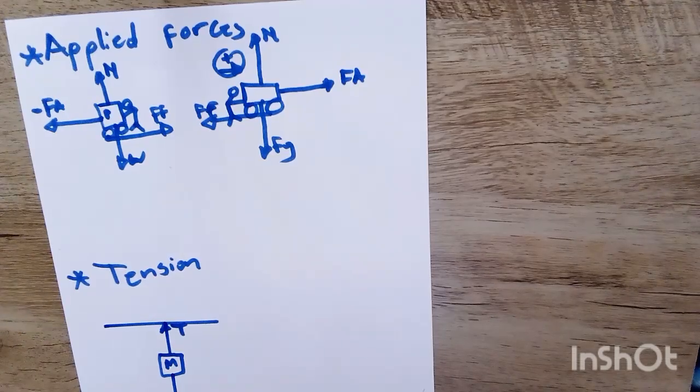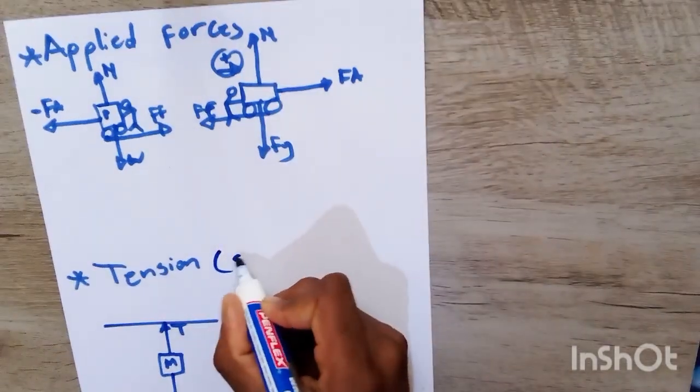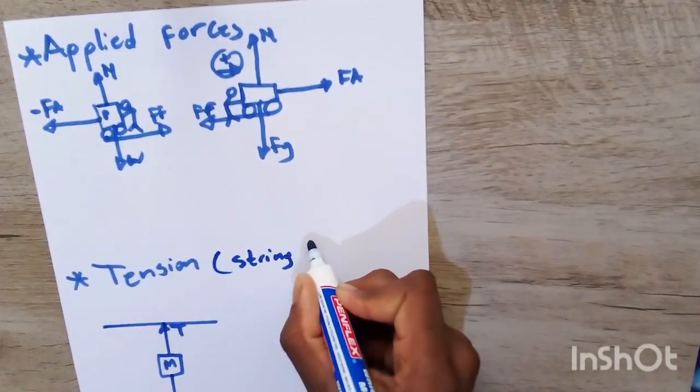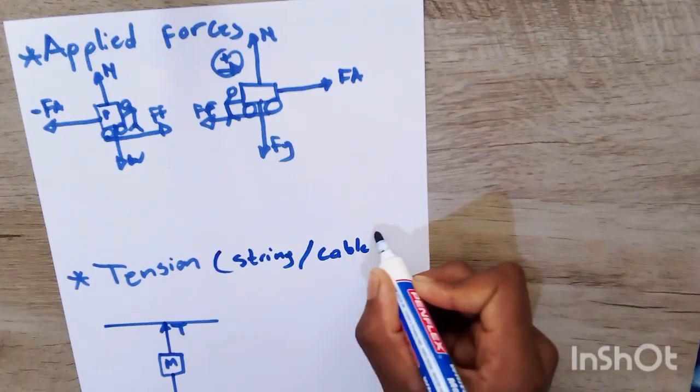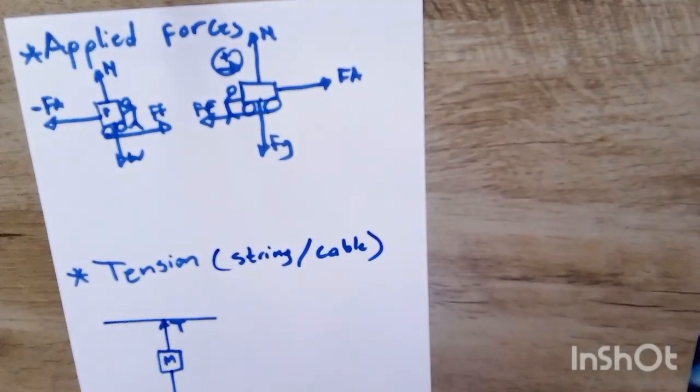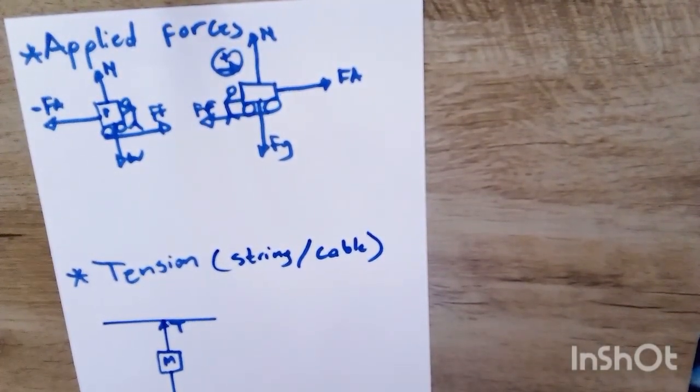Now, the thing is, when an object is hanging on a tension, we are speaking of a string or a cable. That's when an object is hanging. They will say that it's on a string or on a cable, but the important words are the two words, a string and a cable. They will say that the thing is hanging on a ceiling, but the thing is a tension.